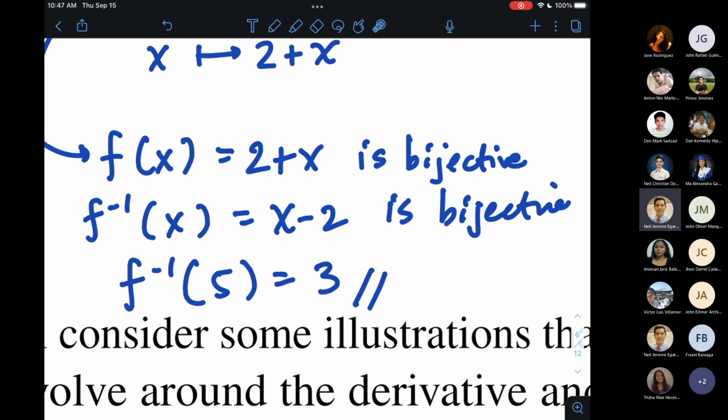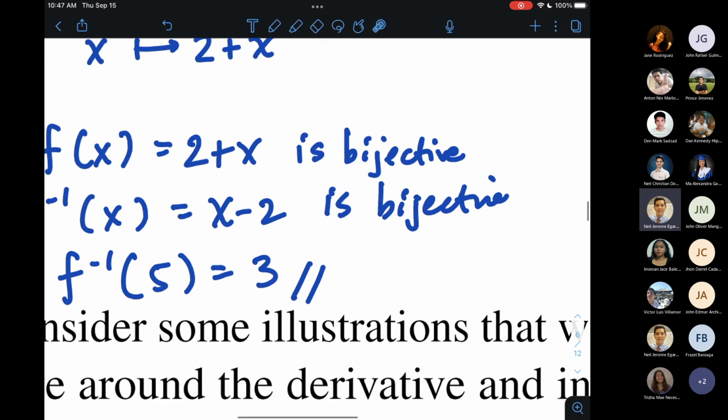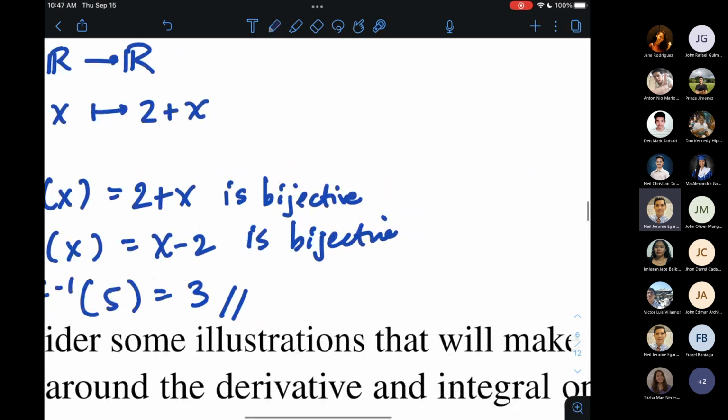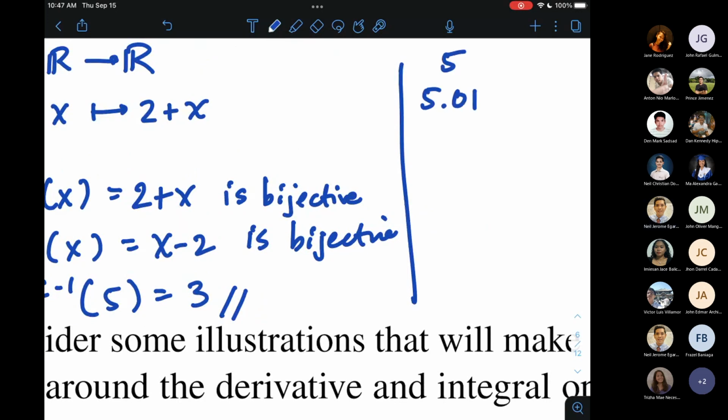So meaning kapag binago ko ng konti si 5, konti lang din ba yung mababago dun sa makukuha kong result. So if, for instance, instead of 5, ang ginawa kong desired output is 5.01. So kung si 5 yung output, this is the original data in the problem.